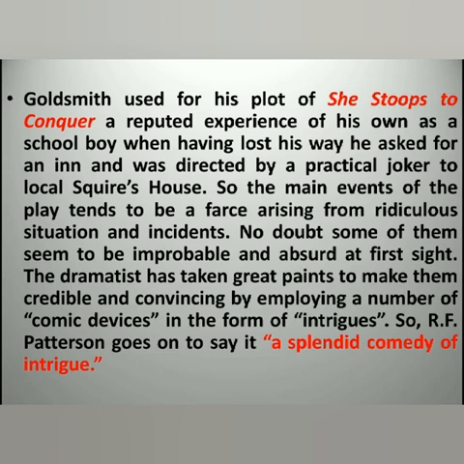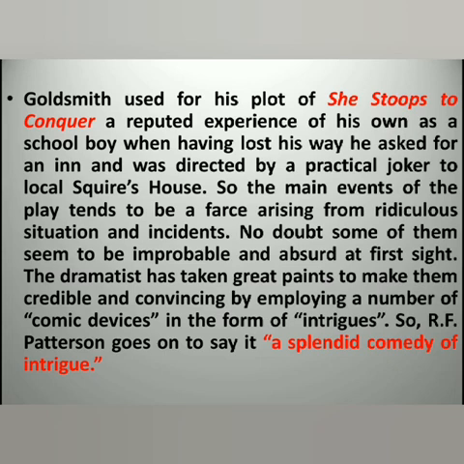Actually friends, Goldsmith took the theme of this drama from a real life incident. And what was the incident? Goldsmith, as a schoolboy, having lost his way, asked for an inn, and he was directed by a practical joker to the local squire's house. So from that real life incident, Goldsmith draws the plot of She Stoops to Conquer.